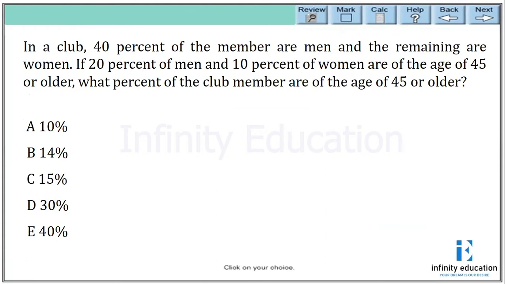In a club, 40% of the members are men and the remaining are women. If 20% of men and 10% of women are of the age of 45 or older, what percent of the club members are of the age of 45 or older? If you look at the question, what you don't know is the total number of club members. So I can use a hidden plug-in.